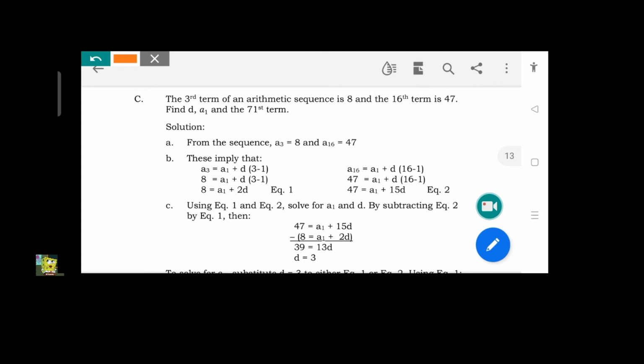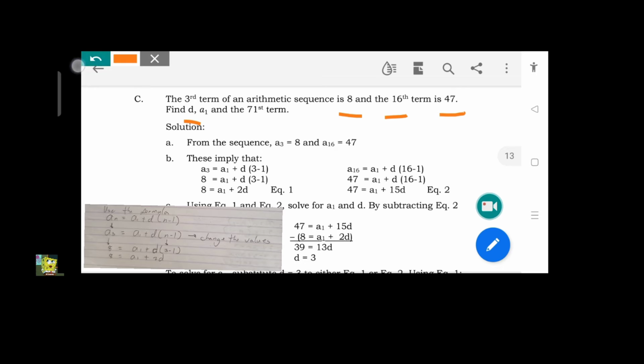Problem letter C. The third term of an arithmetic sequence is 8, and the 16th term is 47. Find a sub 1 and the 71st term. Solution letter A. From the sequence, a sub 3 equals 8, and a sub 16 equals 47. Solution letter B. These imply that a sub 3 equals a sub 1 plus d times quantity 3 minus 1. We subtract first 3 minus 1 before multiplying it by d, and we get 8 equals a sub 1 plus 2d. This will be our equation 1. Next, we make equation 2.